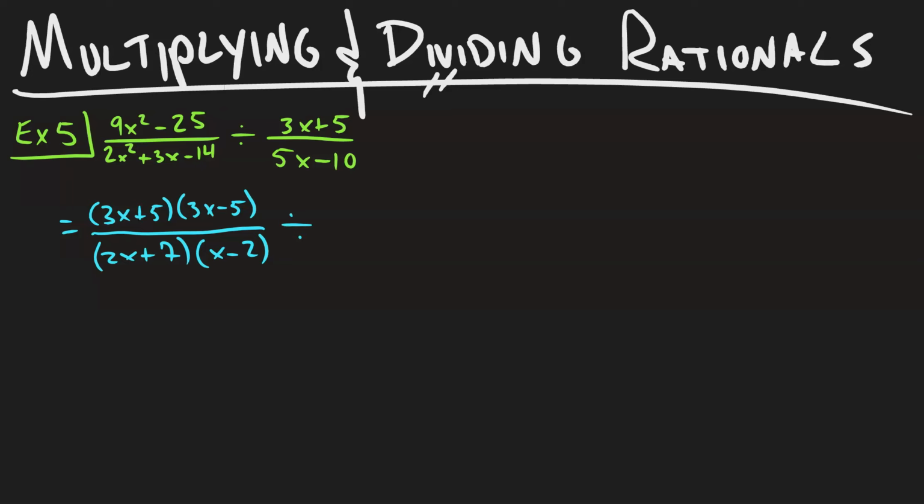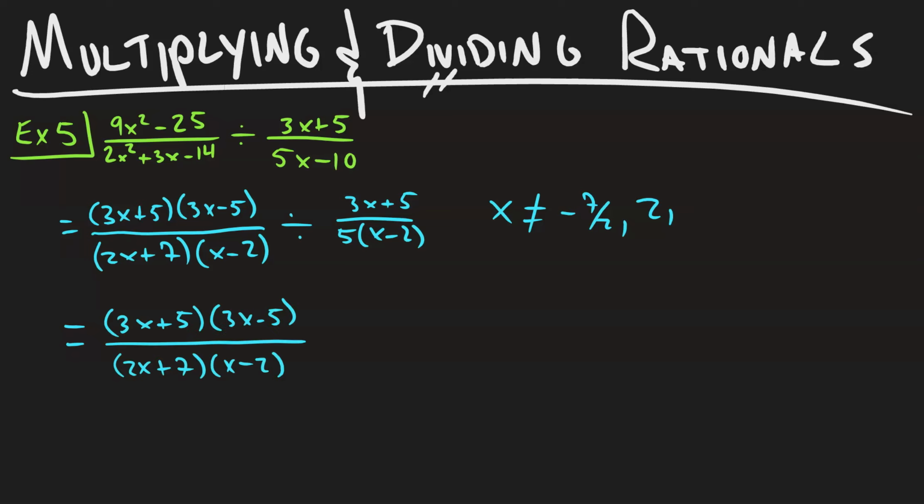Our second fraction can be factored. Well, our numerator is going to stay 3x plus 5. Our denominator of 5 can be factored out, leaving us with x minus 2. Now our excluded values are going to be negative 7 halves, positive 2, and that's about it so far. So let's go ahead and keep, change, flip, where we will multiply by the reciprocal, which is going to be 5 times x minus 2 over 3x plus 5. Since 3x plus 5 is a new denominator, we will also list negative 5/3 as another excluded value.